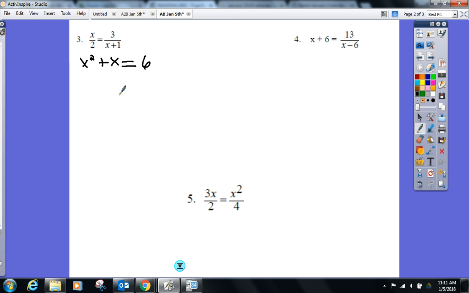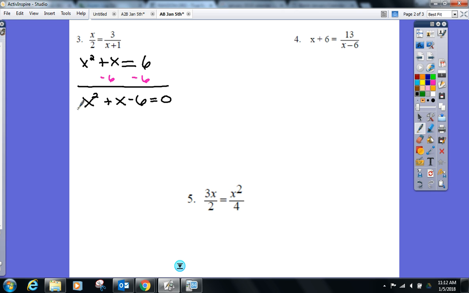Now that I've seen that the highest exponent's 2, I can't solve this unless one side is equal to 0, yes. All right, so that's probably what you're used to last year, getting one side equal to 0. So get the 6 over. X squared plus x minus 6 equals 0. And for you guys that are factoring beasts, I apologize for how slow I'm going, but I want to make sure we're all on board. How many terms does it have? 3 terms. That's called a trinomial.